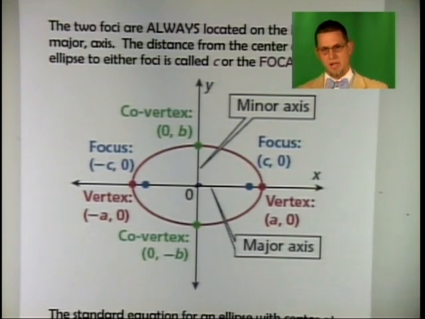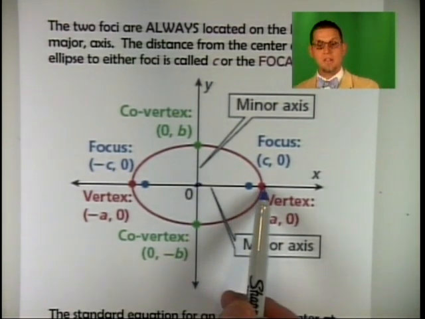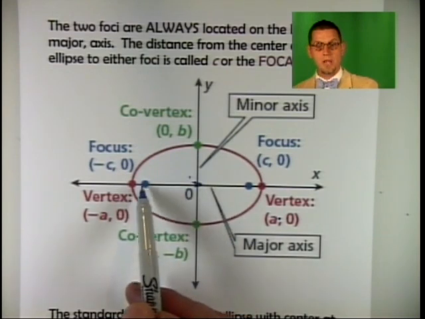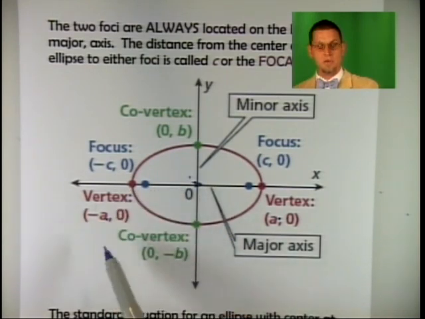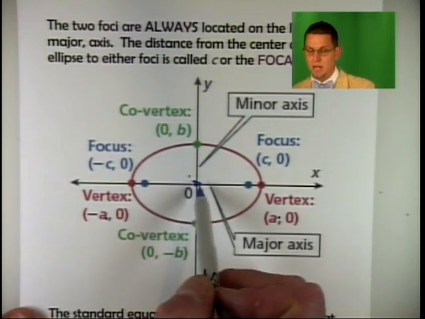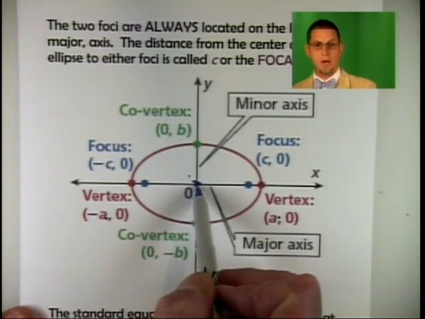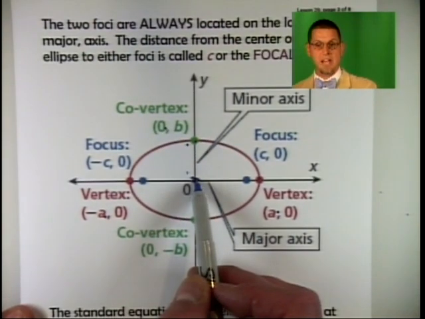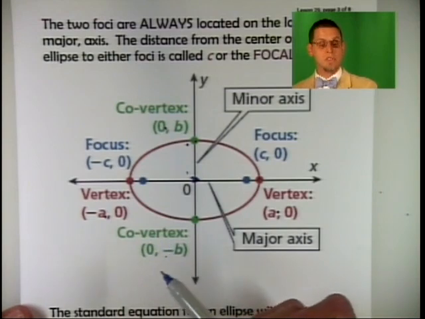If we call the center the origin and the semi-major axis is a, then the vertex would be to the right a units and up 0. So it would be at the point (a, 0). Similarly, if we go to the left a units, it would be at (-a, 0) at the other vertex. If we call the semi-minor axis b, the length of it b, then to get there, in this case, I go up b units, which is the point (0, b) for the co-vertex, and I go down b units to (0, -b) for the other co-vertex.